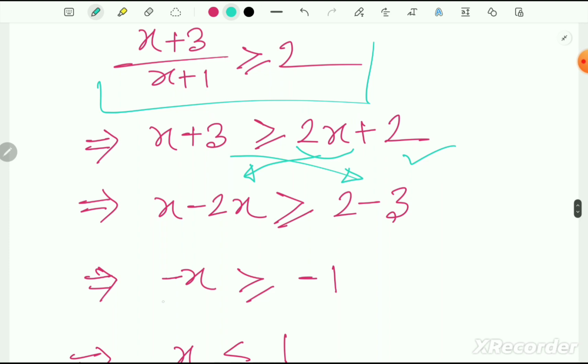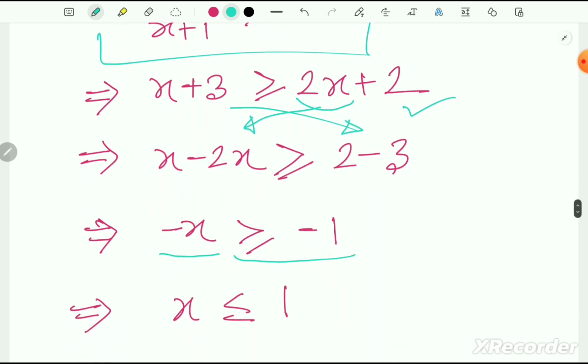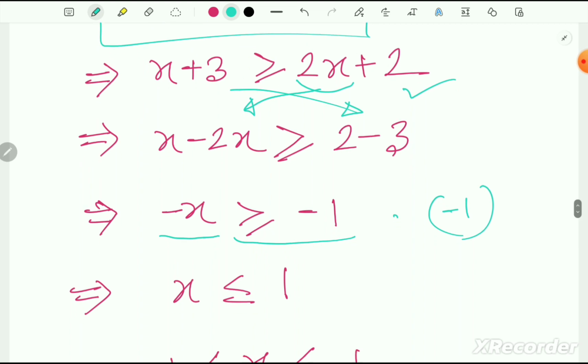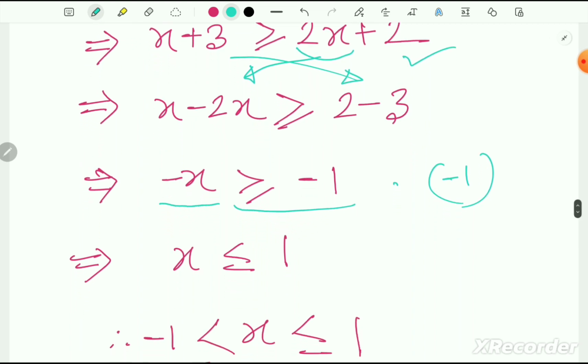Then it becomes minus x greater than or equal to minus 1. We multiply both sides by -1. Whenever we multiply by -1, the sign will be opposite. Remember it, because -5 is less than -4. But if we change the sign, 5 less than 4, is this correct? No. Now 4 becomes less.